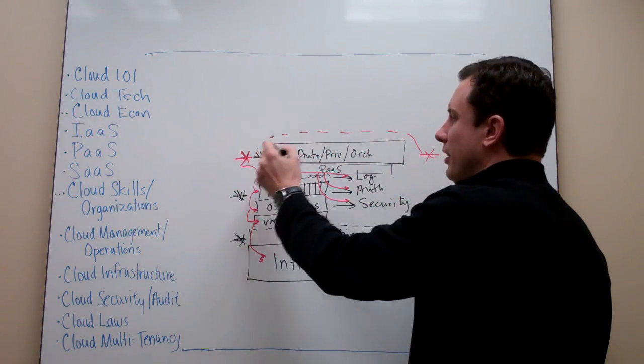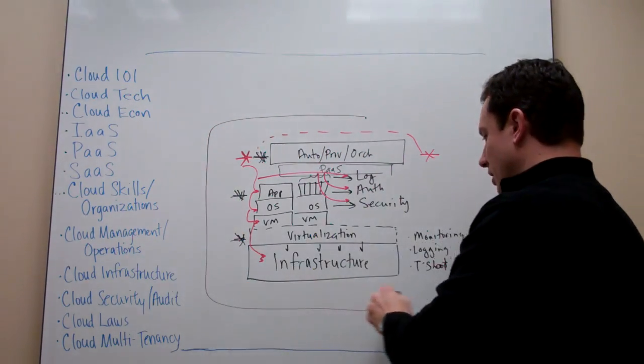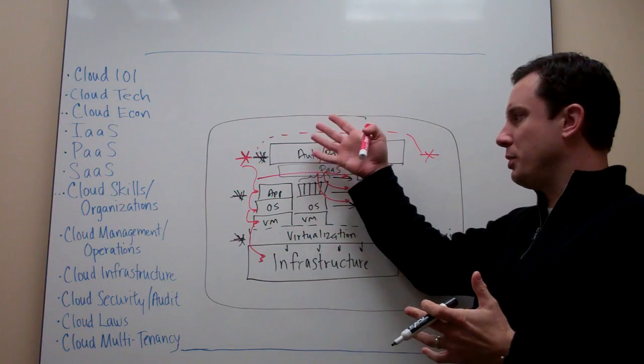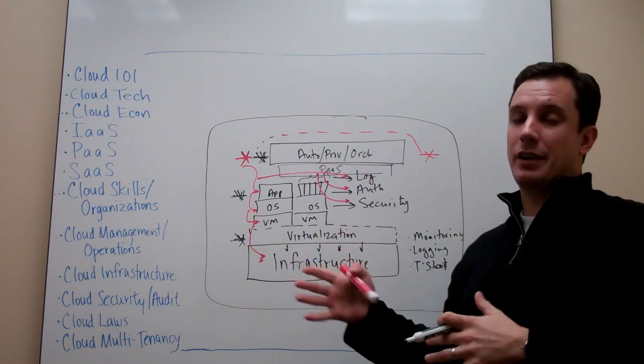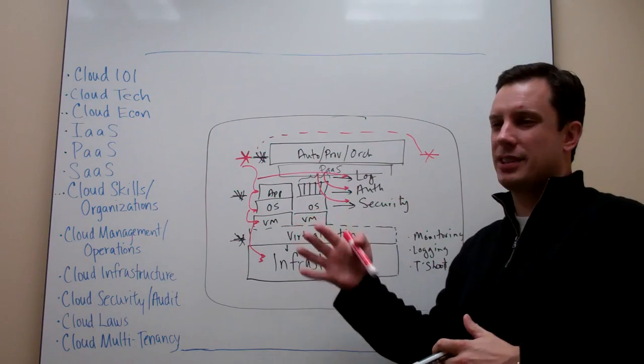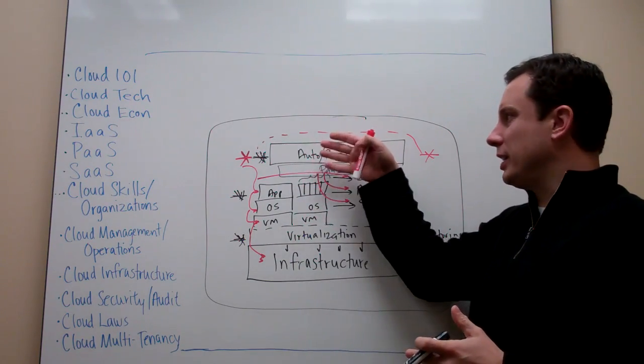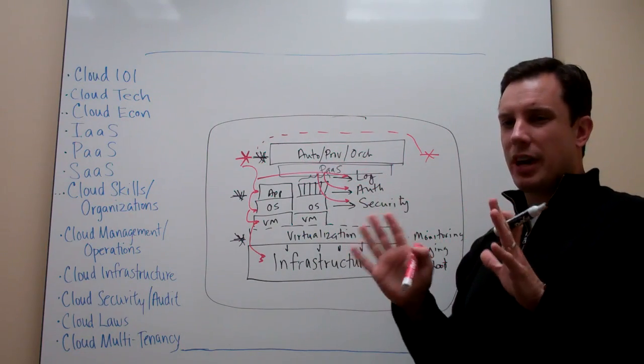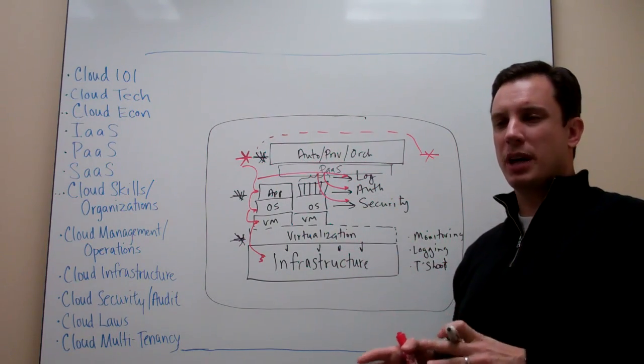Now, all of this assumes we're doing this within a single cloud, if you will. This could be an infrastructure as a service cloud as a private cloud. It could be an infrastructure as a service cloud as a public cloud. It could have elements above here that make it platform as a service or software as a service. There are some details in there, but it's kind of irrelevant.